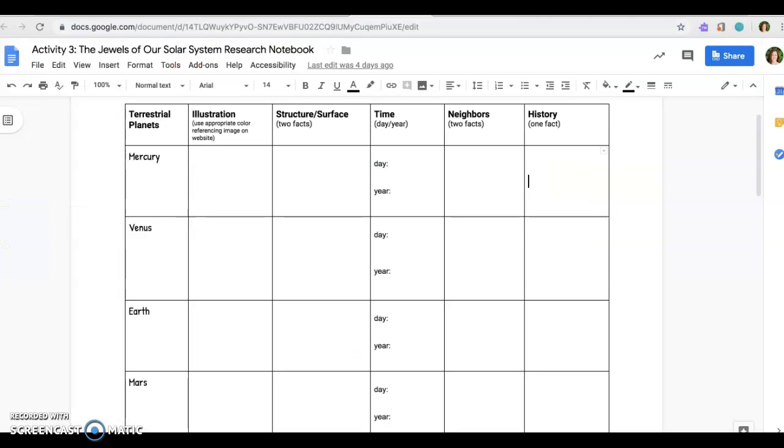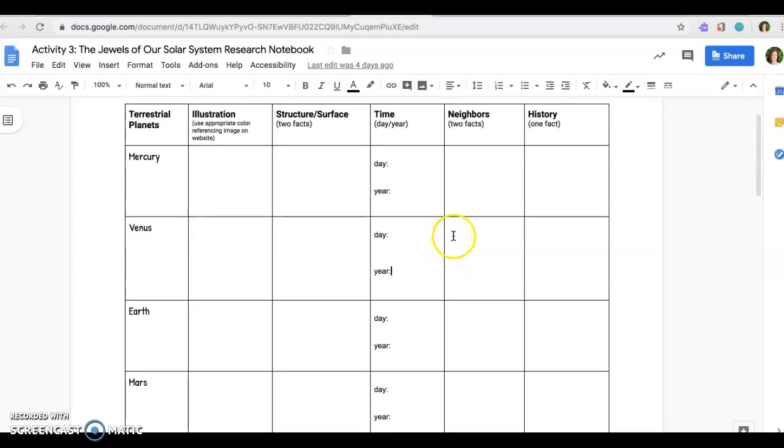Notice that in the chart you're asked for 2 facts related to the information about structure and surface. I'm asking you to tell me for each planet the length of their day and year. Now remember, the day is how long it takes the planet to rotate or spin around its internal axis. Then the year is how long it takes the planet to go around the sun or rotate around the external axis, which is the sun.